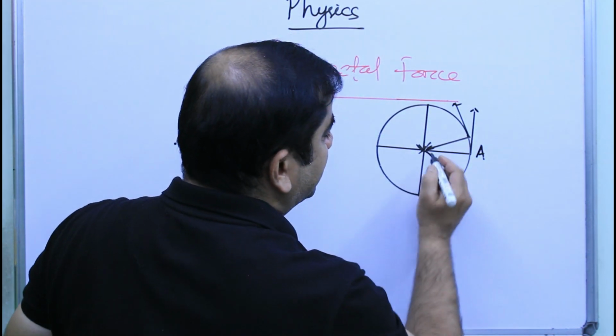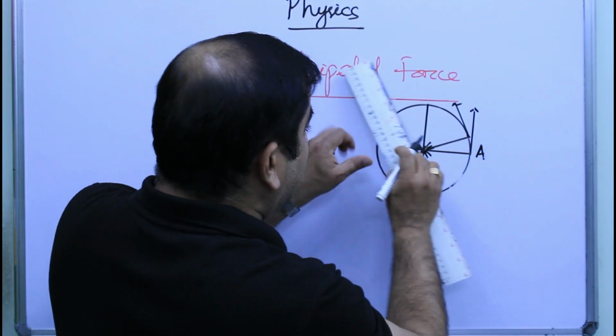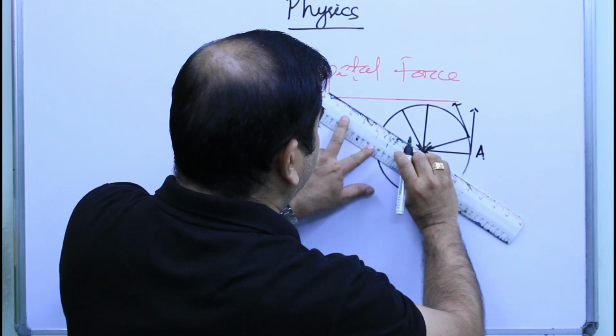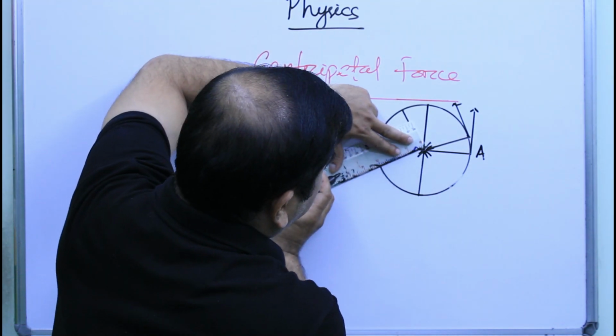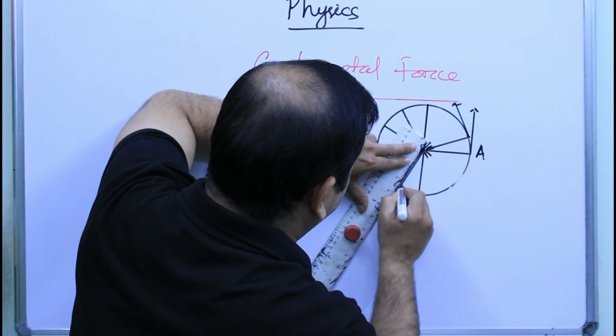Each point, not a single point is left. At each point, see, from here it moves like this. See, the force acts toward the center. It keeps on happening. That is why it can maintain the uniform circular motion.